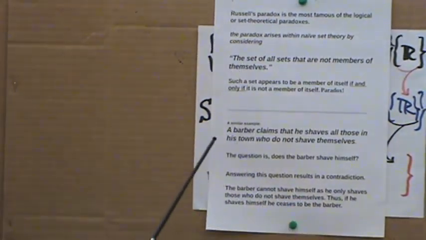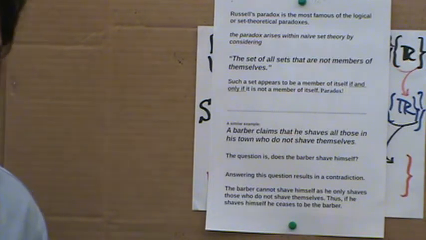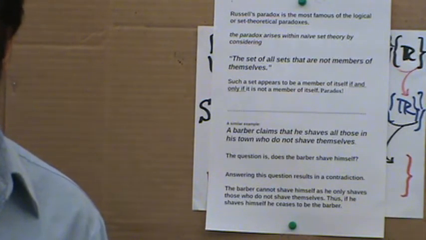Now the Barber paradox is that there is a barber in a town who claimed that he shaves all those who do not shave themselves. So those who do not shave themselves, he shaves them. Then the question is, does he shave himself? If he shaves himself, he doesn't shave himself. If he doesn't shave himself, he shaves himself. So you can see the contradiction and paradox. Do you see that?